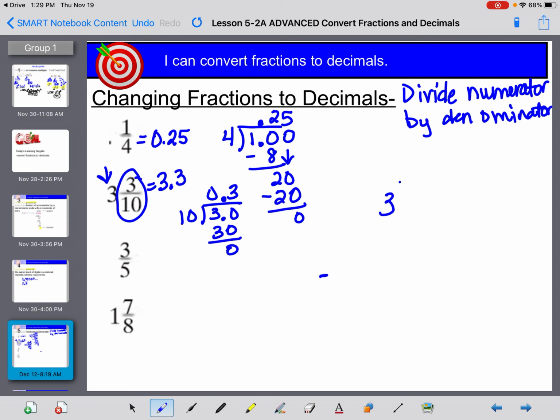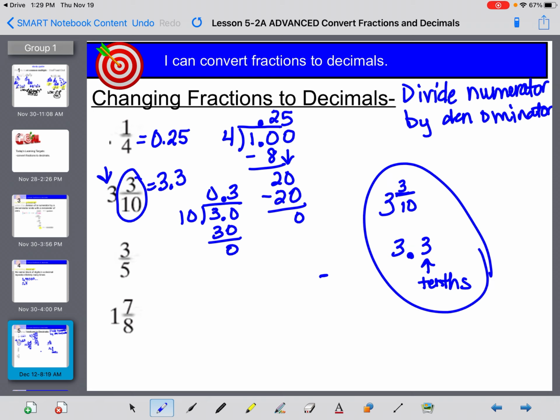Again, using the strategy of, I see that this is 3/10, and I know where the 10ths place is. The 10ths place is the first place after the decimal. And so 3 3/10 is equivalent, and I didn't even have to do any division for that.